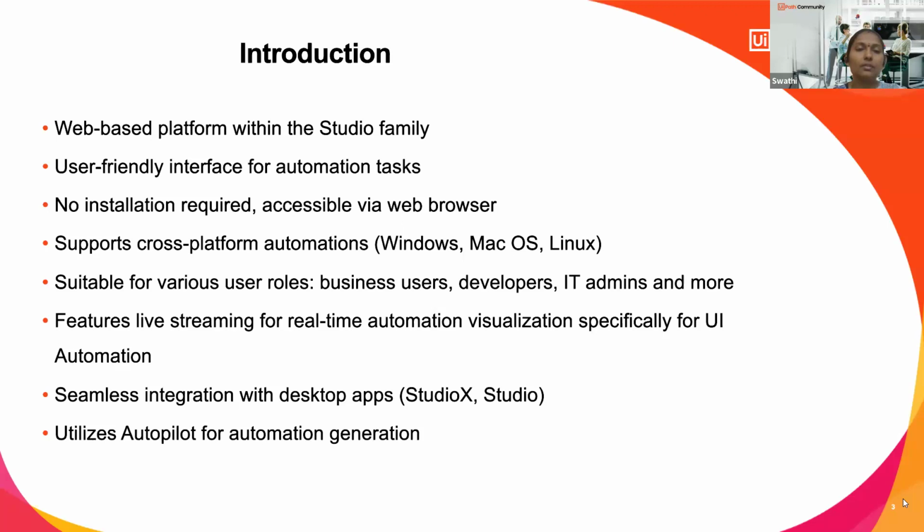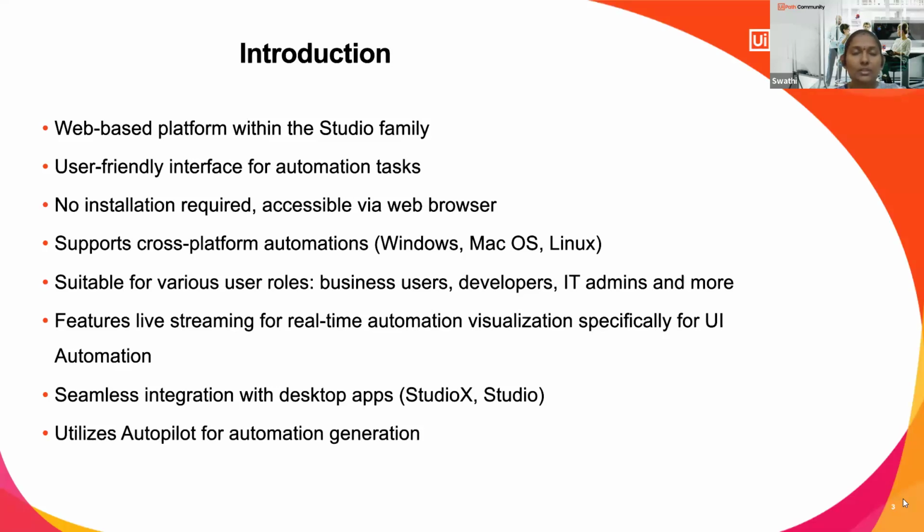We can use it only if we have an automation cloud account, and it is accessible via web browser. So the main important points to access Studio Web: one is to have an automation cloud account, and the second is a web browser and an internet connection. Only these things are required. And it is very easy to use. Zero or minimal coding is required.